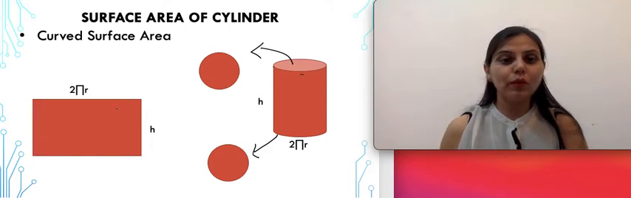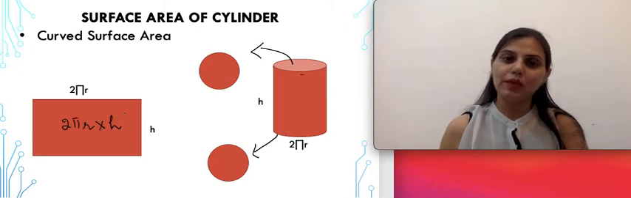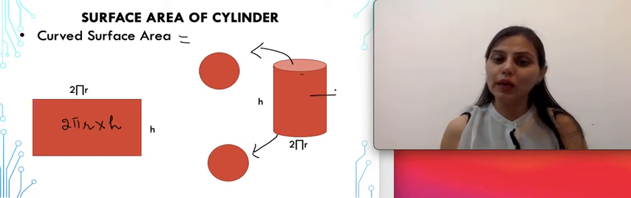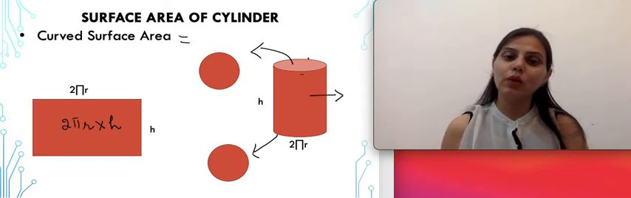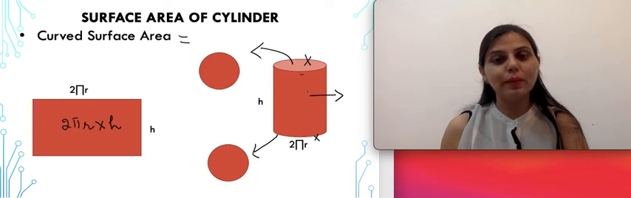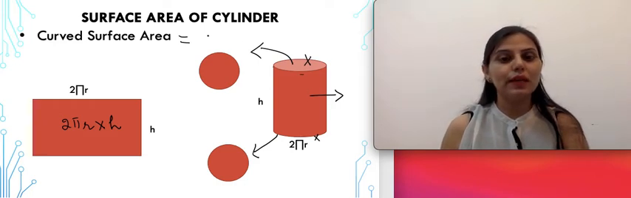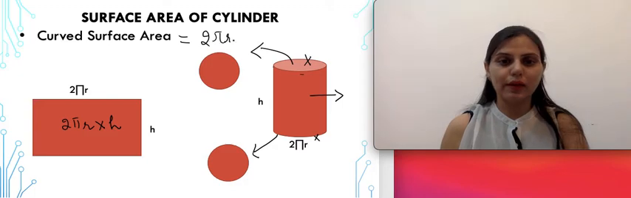And we know that the formula for area of rectangle is length multiplied by breadth, that means 2 pi r multiplied by h. So the curved surface area of a cylinder, that means when we are talking only about the center portion, we are not including the upper and the lower portion, the top and the base are not included, only the middle portion or the curved surface is included. So the curved surface area is given by 2 pi r h.